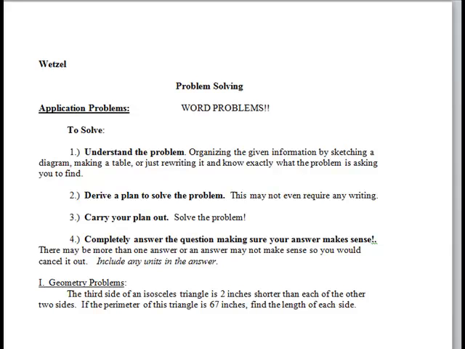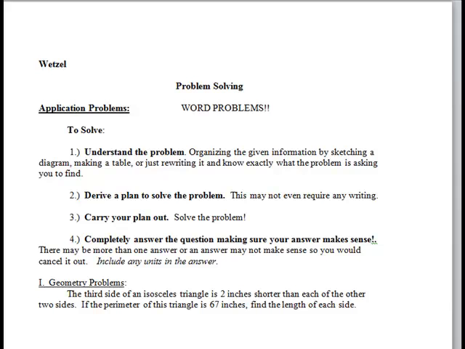Problem solving. Problem solving is one of the most important fundamentals of math. It's basically why math is required no matter what your major is. And word problems are the types of problems that exhibit problem solving, word problems or application problems. Now, if you get a little anxious when you see a word problem, the following steps may help you relax and walk you through it.